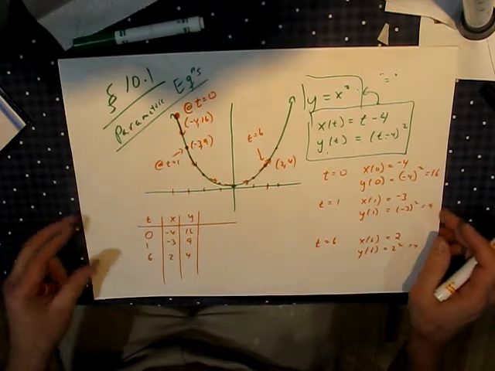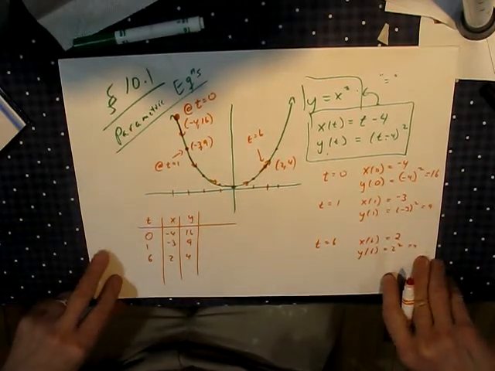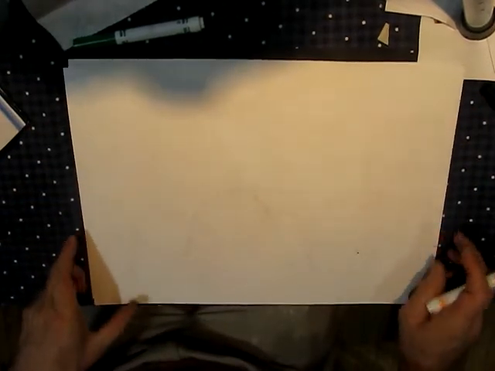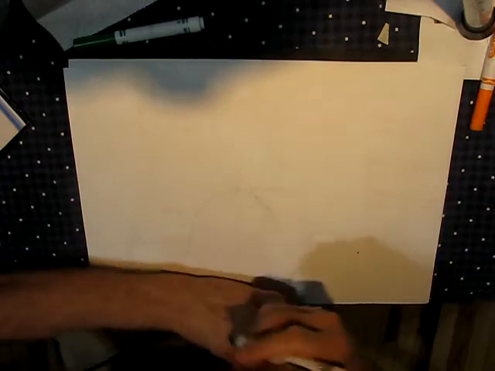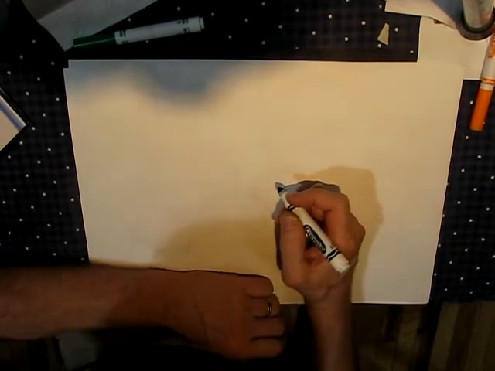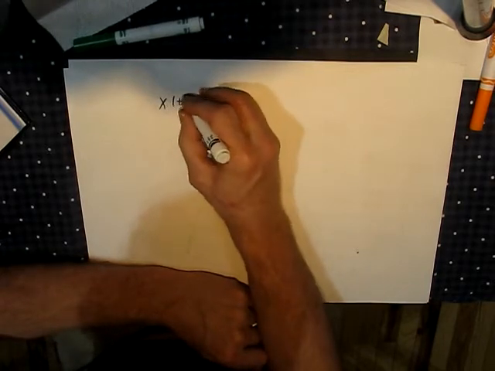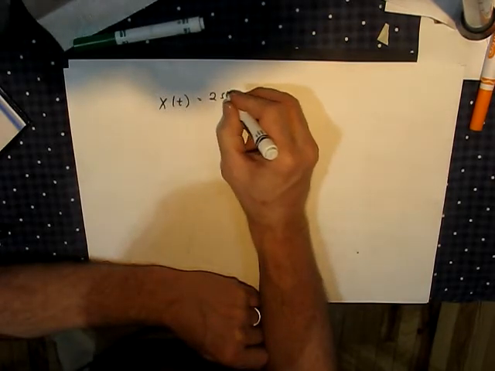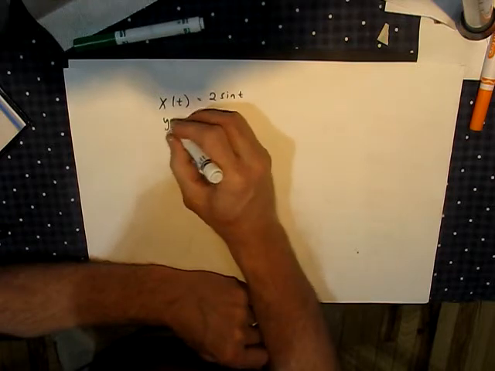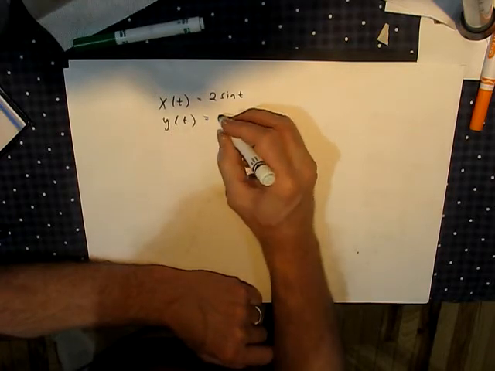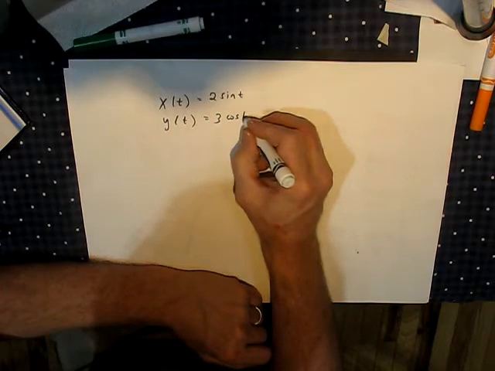Now, the reason we like parametric equations is they can provide some complicated pictures that we traditionally haven't had before. So let's just take and look at something like x of t equals 2 sine of t, and y of t is equal to 3 cosine of t.